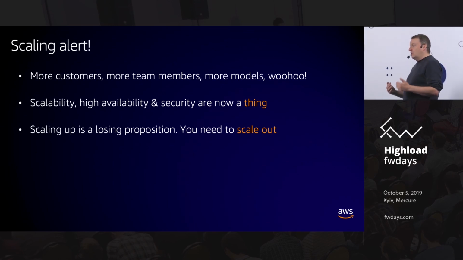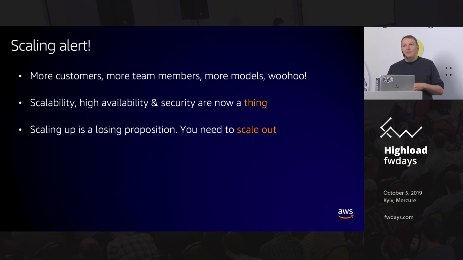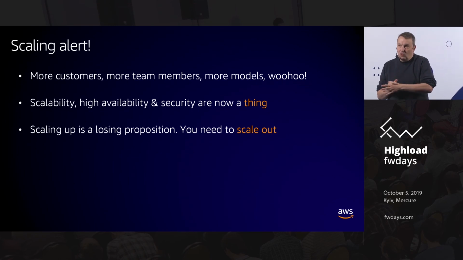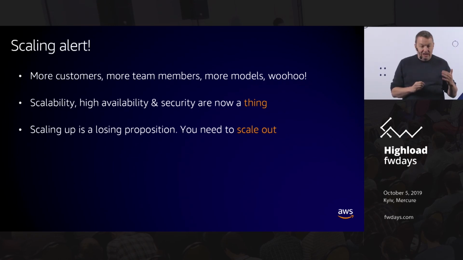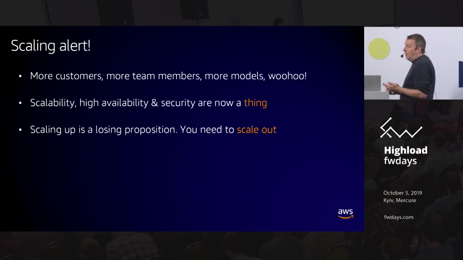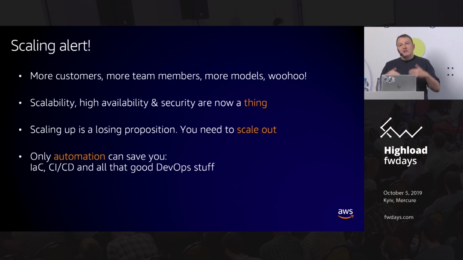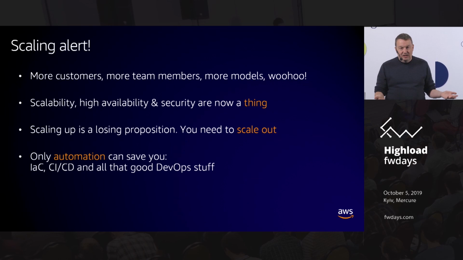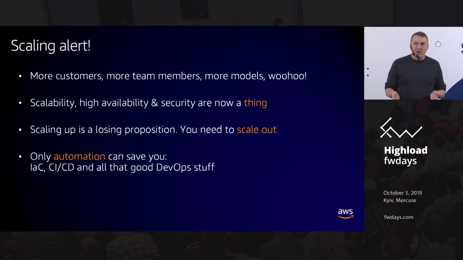Are you sure you're actually using that infrastructure correctly? Scaling up might be an emergency way of solving short-term problems, but in the long term, scaling out is what you need to do. And of course, as you scale out, you keep increasing the number of instances, so it would be silly to do manual work here. Only automation can save you.